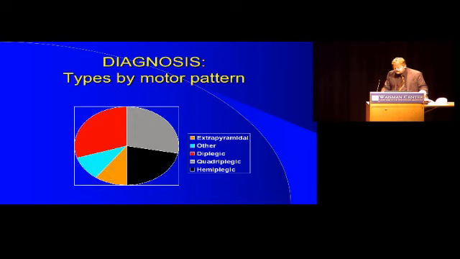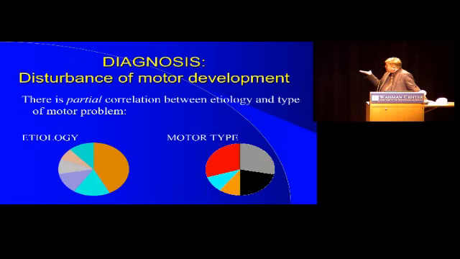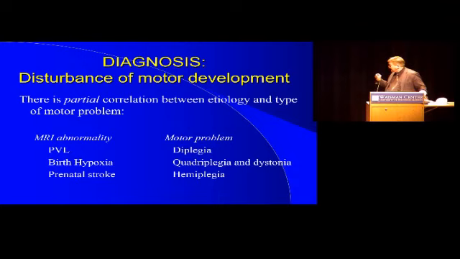So here's my question in looking at this: is there a correlation between what we see on these MRIs and the motor changes that the children have? And this is not a really tight correlation. I am going to talk about PVL and diplegia because that's the most common correlation and a very typical presentation for cerebral palsy. So PVL is often associated with diplegia, but it also is the most frequent association with quadriplegia and hemiplegia. So the PVL is the predominant lesion, and it can be manifest in many different ways.